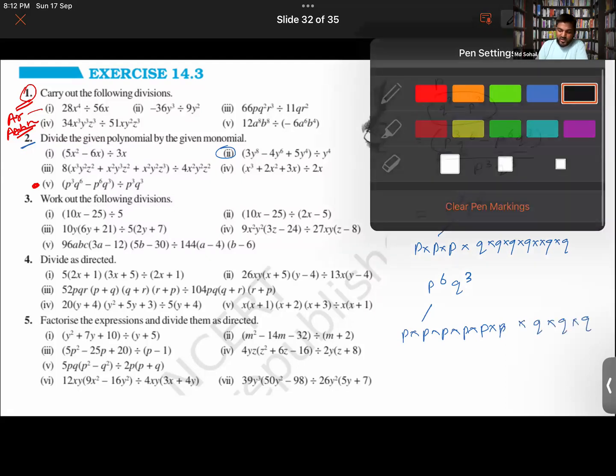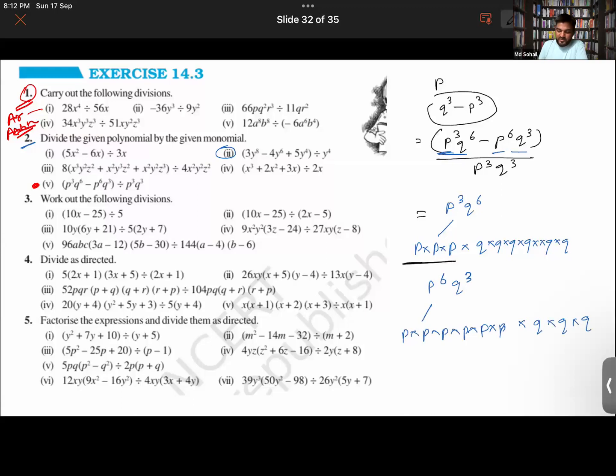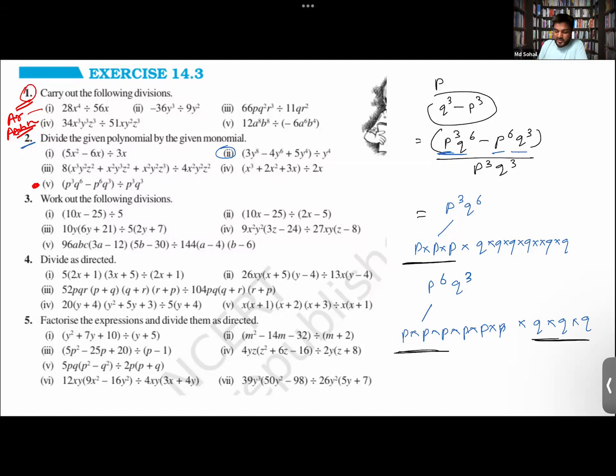Now out of the two, here P is 3 times, here P is 3 times, right? Q here is 3 times, and Q in this also 6 times, but the common is 3. So 3 Q's are common in both of them, and 3 P's are common in both of them, right? So P cube Q cube is the common factor in the expression, that you will take out.